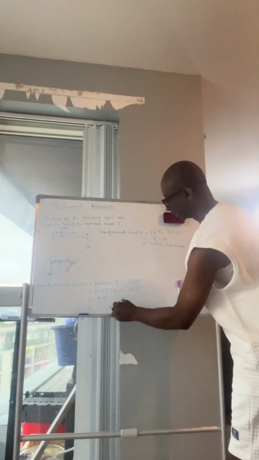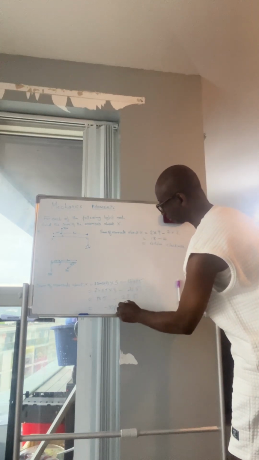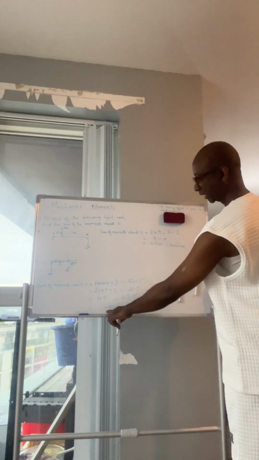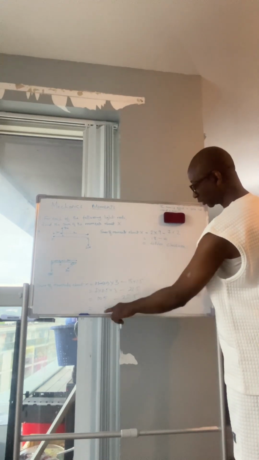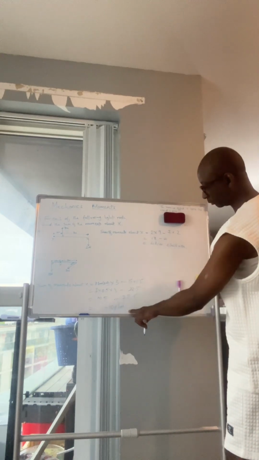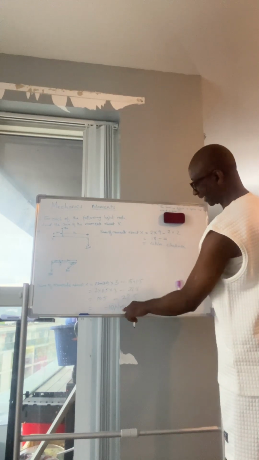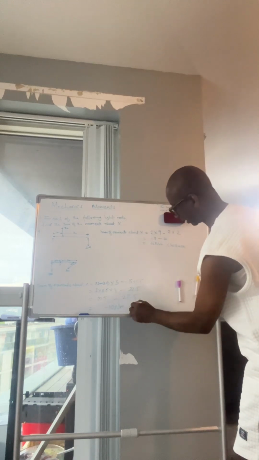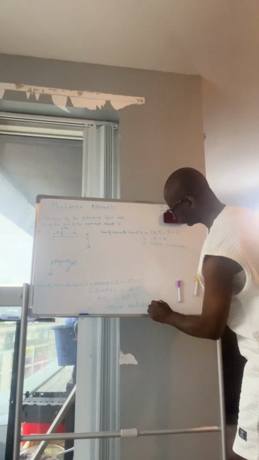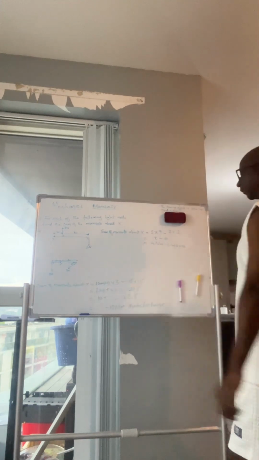newton meters. That's the unit. But because it's negative, you have a negative sign here. So it means the sum of the moments about x is going anti-clockwise. So you put here anti-clockwise. That is your final answer.